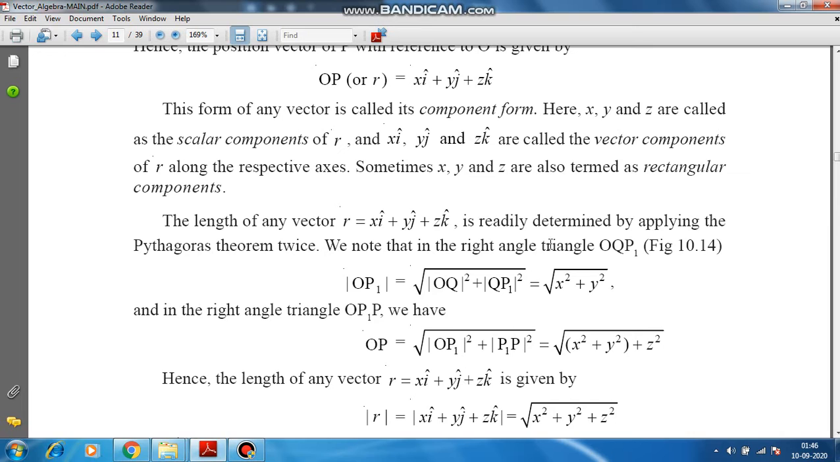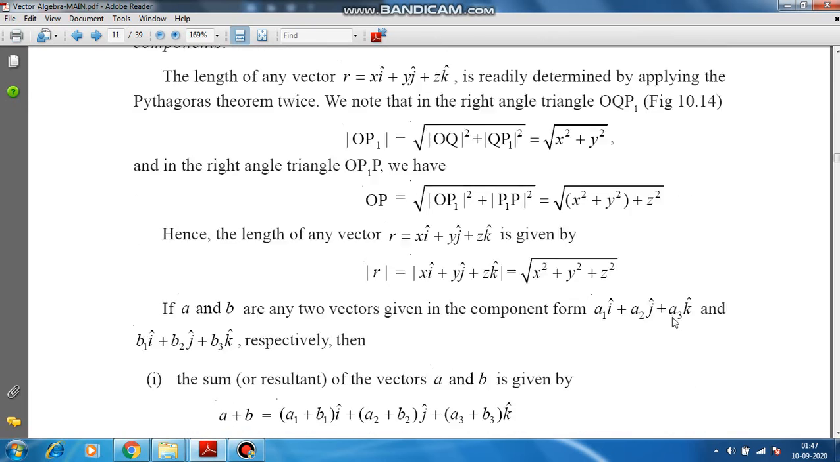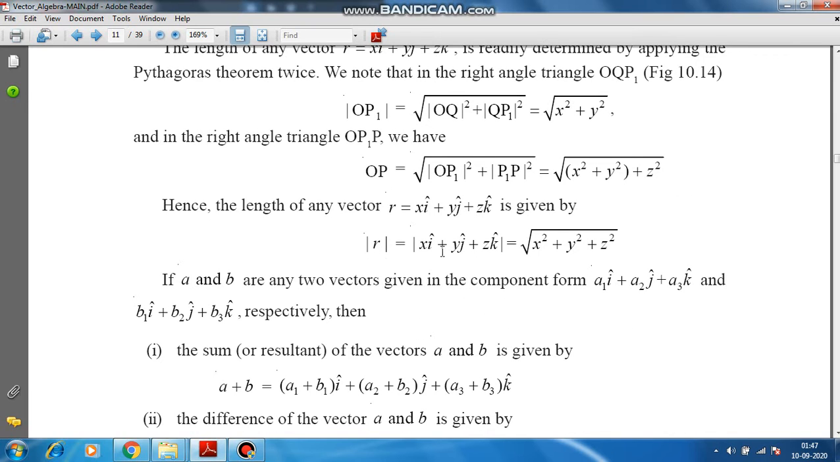Now the question is, what is the magnitude? The magnitude of a vector is defined as the square root of the sum of squares of the components. That is, the magnitude of OP is the square root of x squared plus y squared plus z squared. Now we will see, if two vectors are given in component form, then what is their sum and difference.